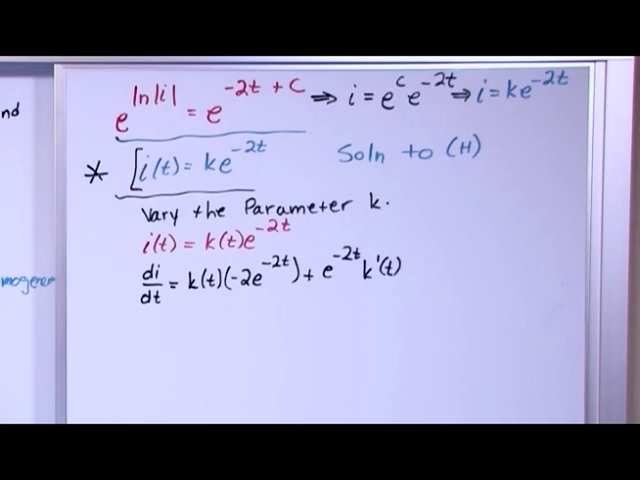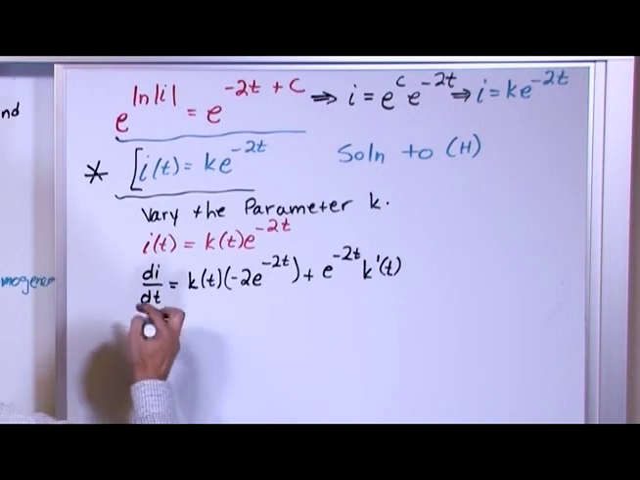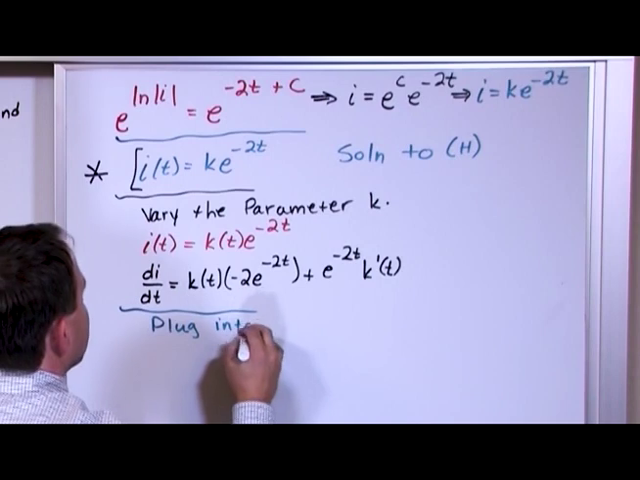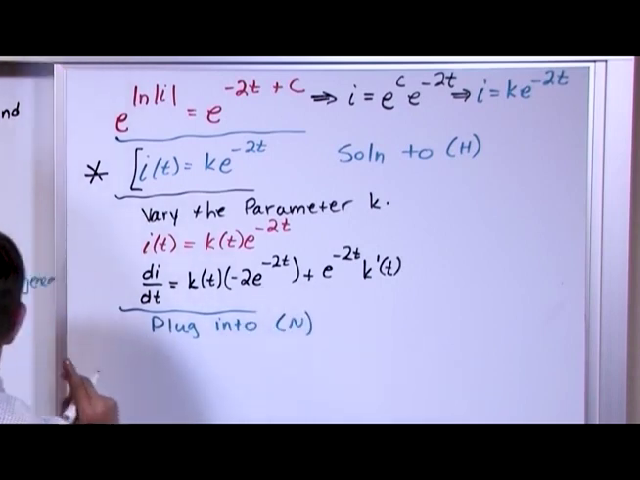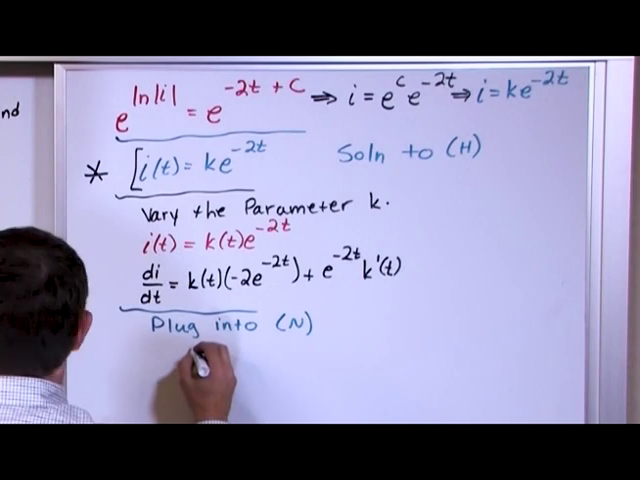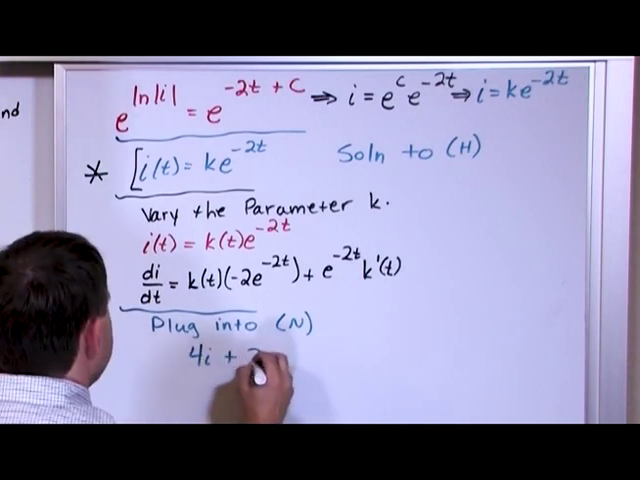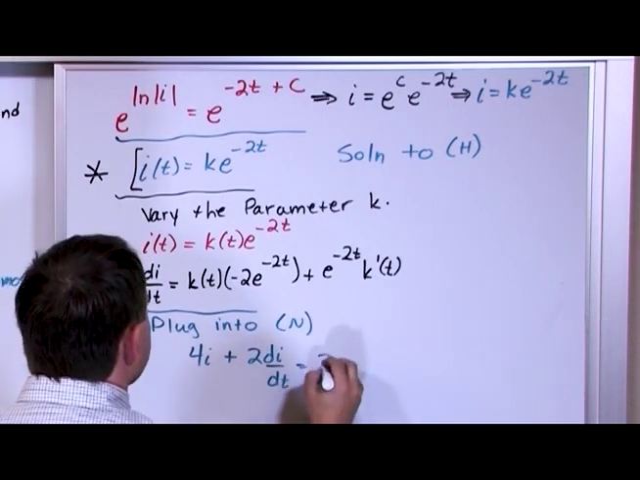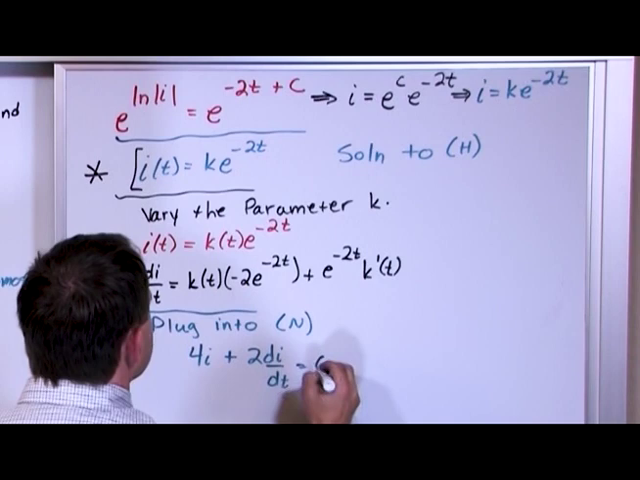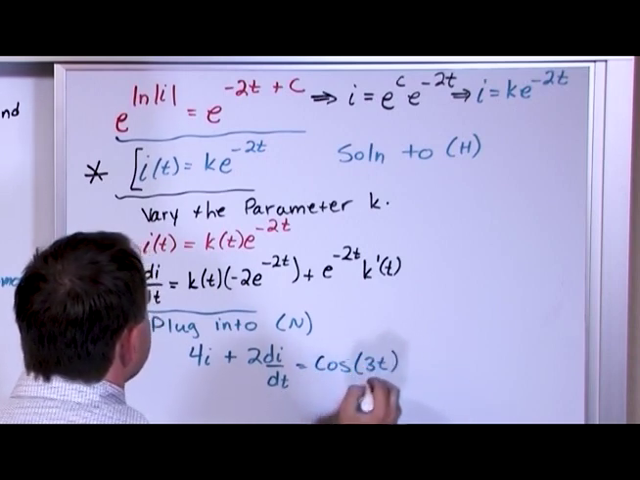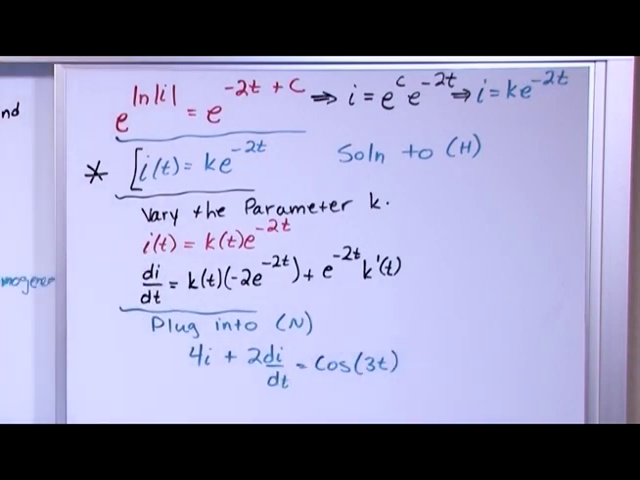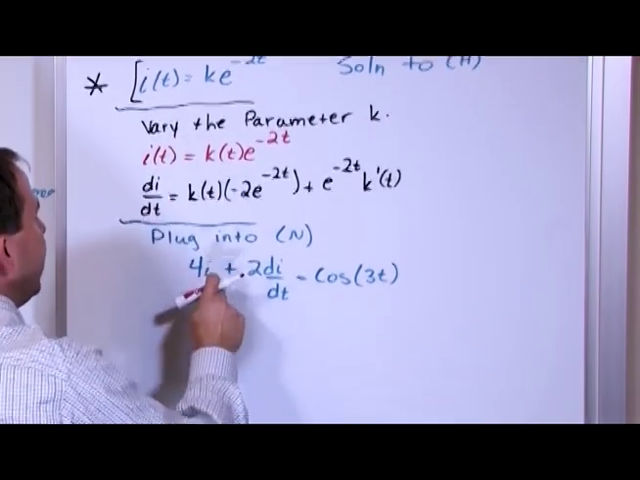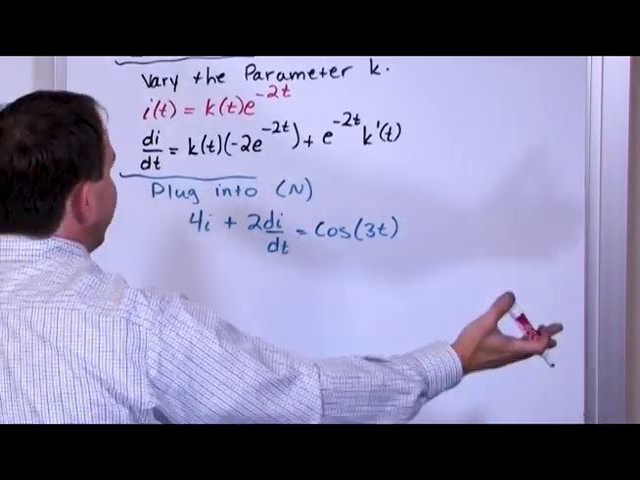Okay, so let's go ahead and draw a little line here. Let's plug in to the non-homogeneous version of the equation, which is my original equation here, which is 4 times I plus 2 times di dt is equal to cosine of 3 times t. This is the non-homogeneous guy. All I'm doing is writing it down for you again so that we can see what we're plugging into. So I is going to go here, di dt is going to go here, and hopefully we'll get some cancellation.